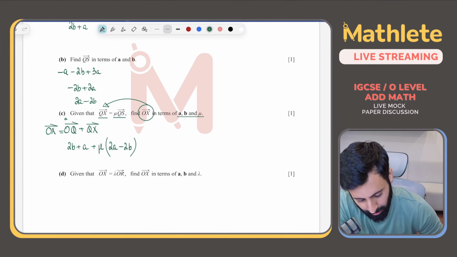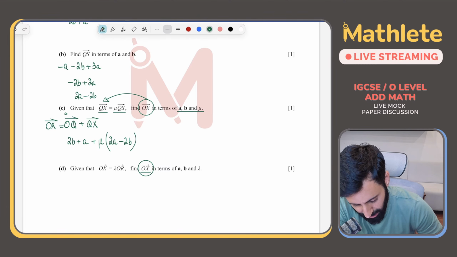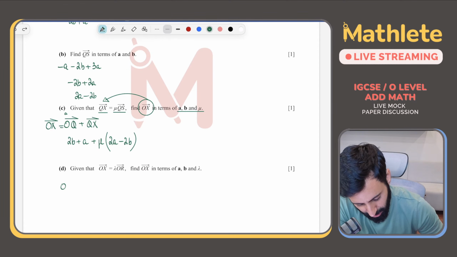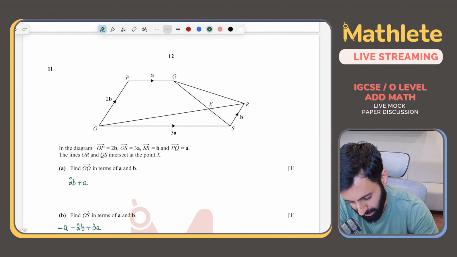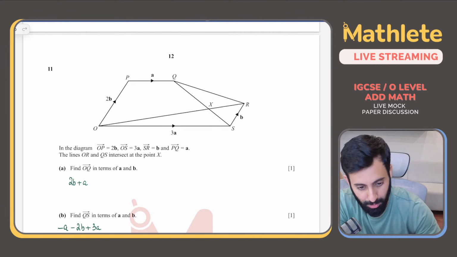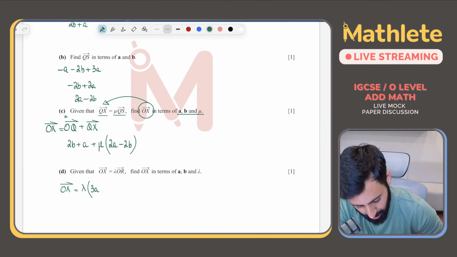Now, given that OX is equal to lambda times OR, once again, we have to find OX. Oh wait, OX is already equal to lambda times OR. Okay, then there's no tension. We're just going to write OX as lambda times OR. Now what is OR? Let's pick a nice route that takes us from O to R. We can't take this route. We can take this route, which is 3a plus b. So that's 3a plus b.